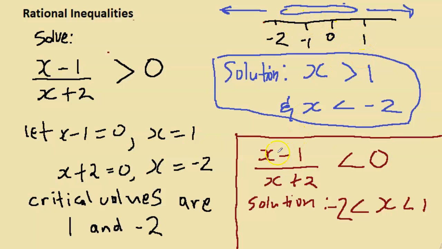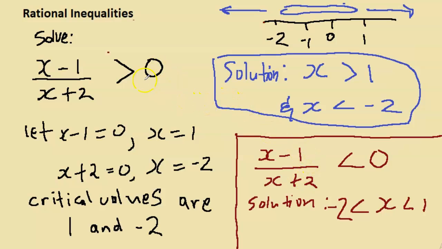Think of a value that lies between 1 and negative 2. Let's try 0. If x is 0, the numerator here would be 0 minus 1, and the denominator here would be 0 plus 2. That's negative a half, right? Is negative a half less than 0? Yes, negative a half is less than 0. So it would satisfy this inequality here. Good? So any value between 1 and negative 2 would make this entire expression a value that's less than 0.